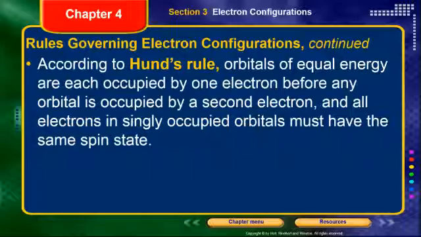All right, next up, according to Hund's rule, orbitals of equal energy are each occupied by 1 electron before any electron is occupied by a second electron. And all electrons in singly occupied orbitals must have the same spin state. Now, like we covered in section 2, we can definitely fit 2 electrons into every single orbital. That doesn't mean we're going to fit 2 electrons into an orbital before we move on to the next orbital. Hund's rule says we're going to fill each orbital with 1 electron before we double up in any particular orbital. And then lastly, when we singly fill all of the orbitals with 1 electron, they all need to have the same spin state. Then we go back and add a second electron in each orbital of the opposite spin state.